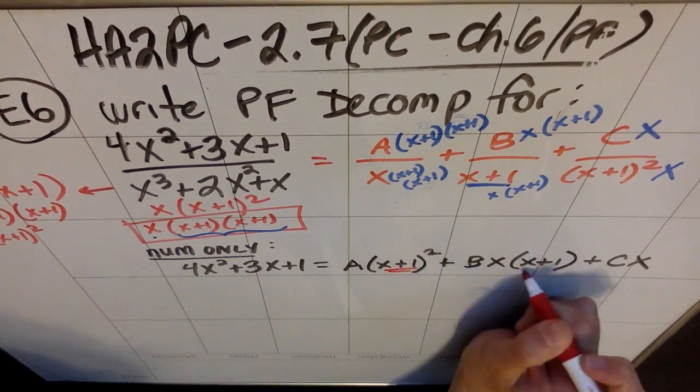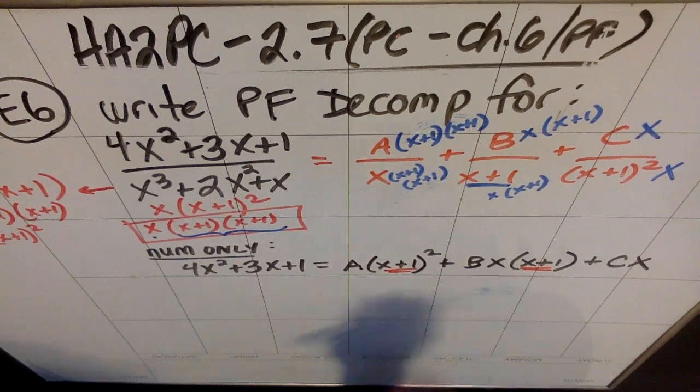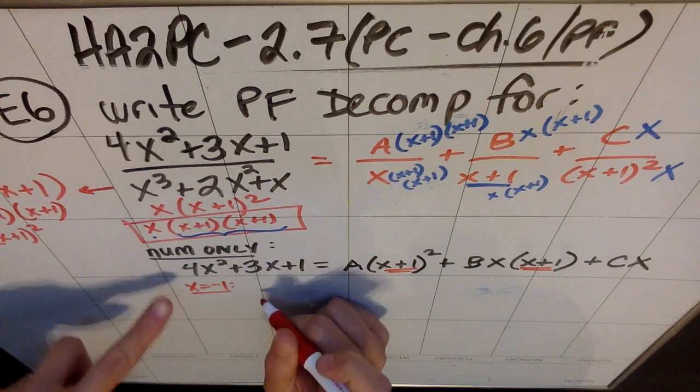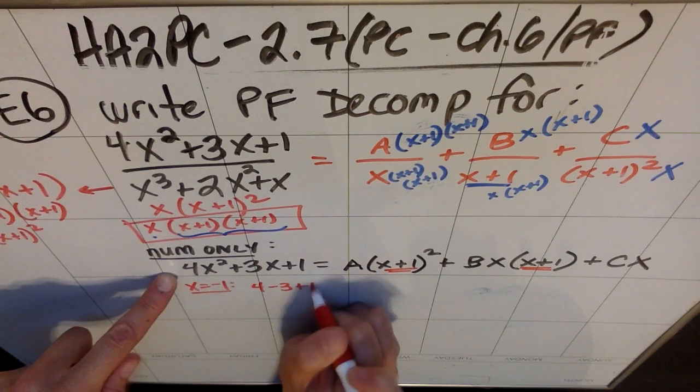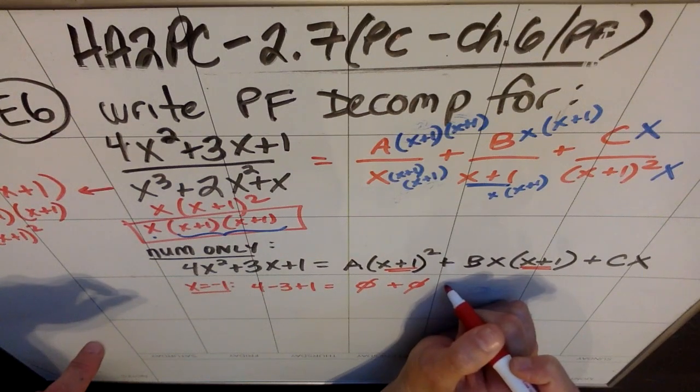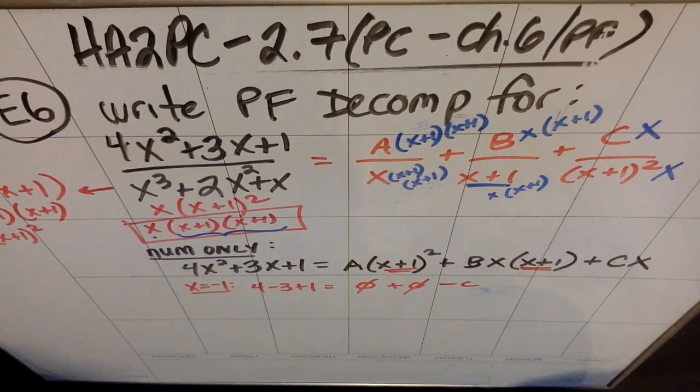I notice that if I pick x is -1, it'll knock out both of these. So if I do clever sub and pick x is -1, I'm going to get a 4 minus a 3 plus a 1 equals a bunch of zeros, and then this will be a C times a -1, so it'll just be a -C.